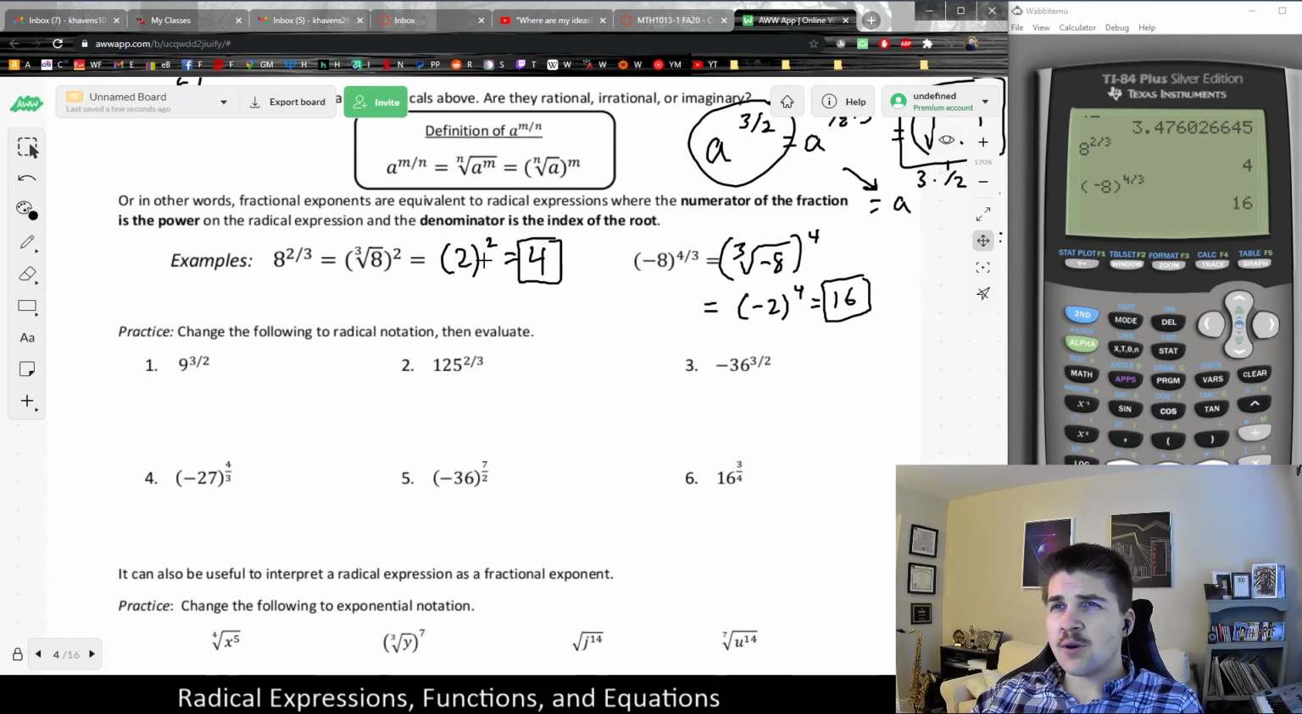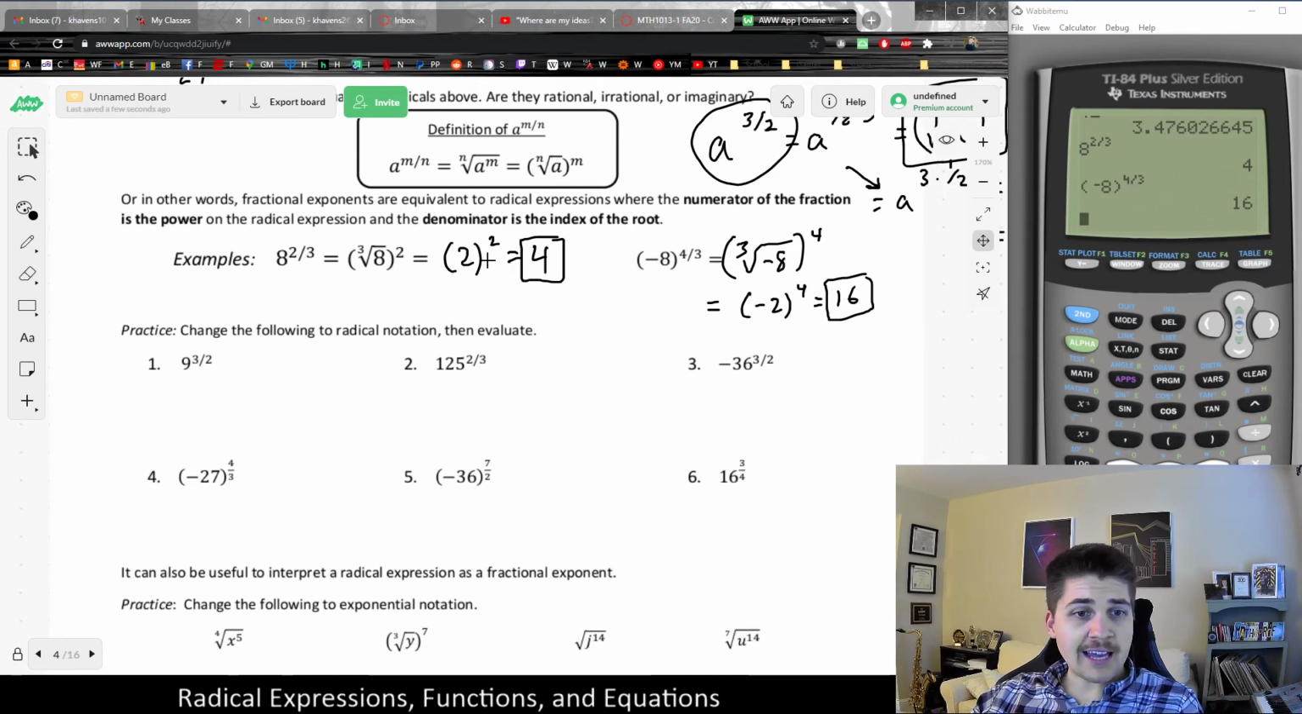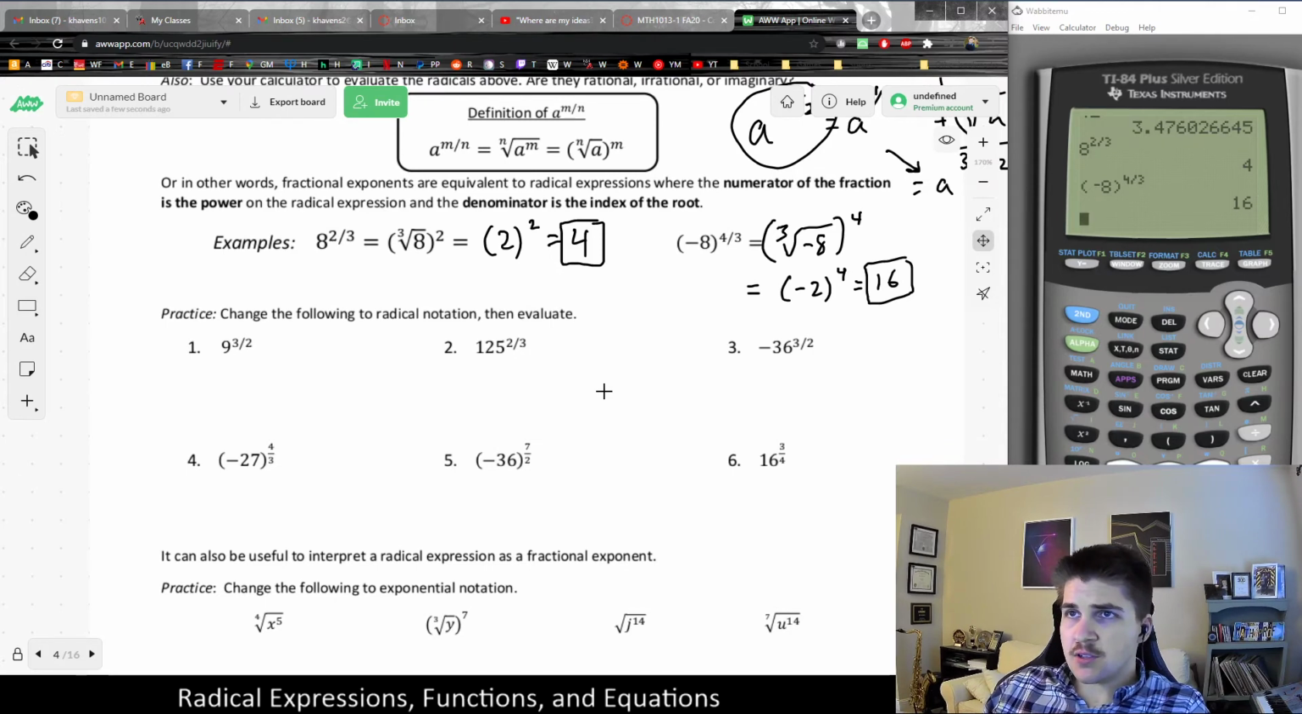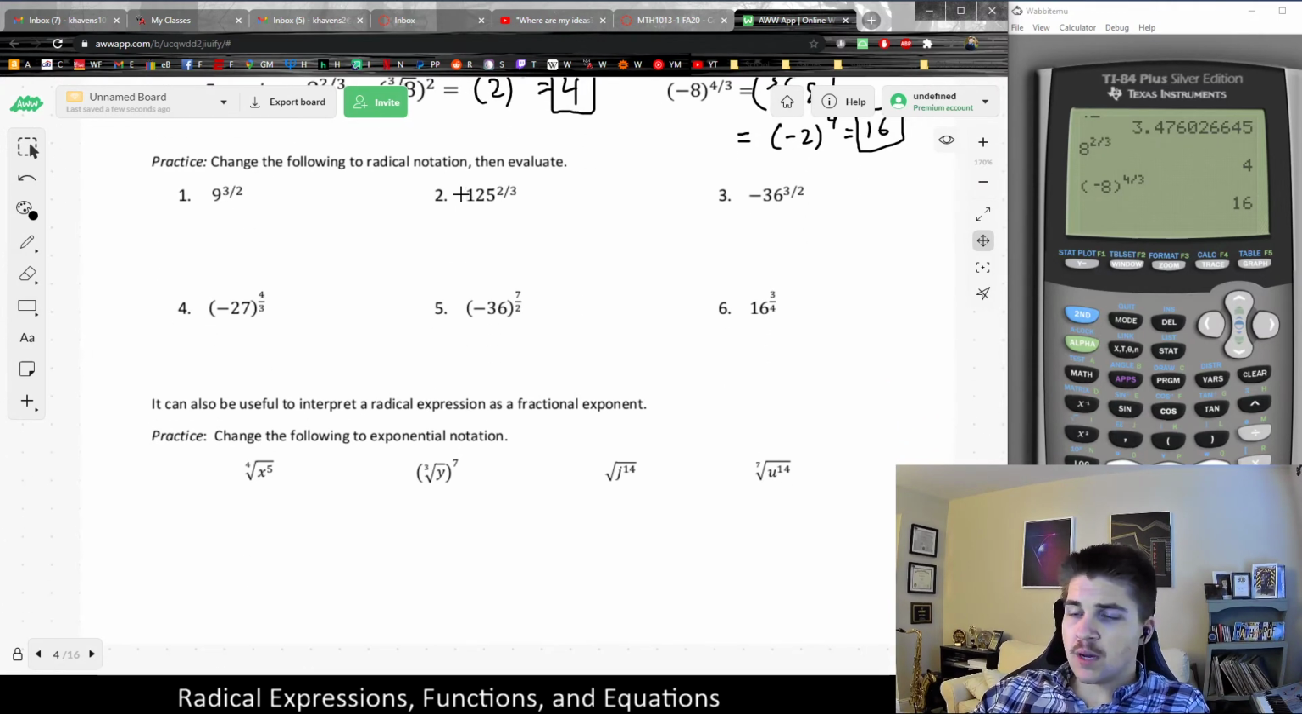So looking at a few other ones, let's try to do a couple of these without a calculator, because anybody could just type this into a calculator and get the answer. But in the first one, 9 raised to the 3/2 power, what I always suggest doing is first translating it to a root.